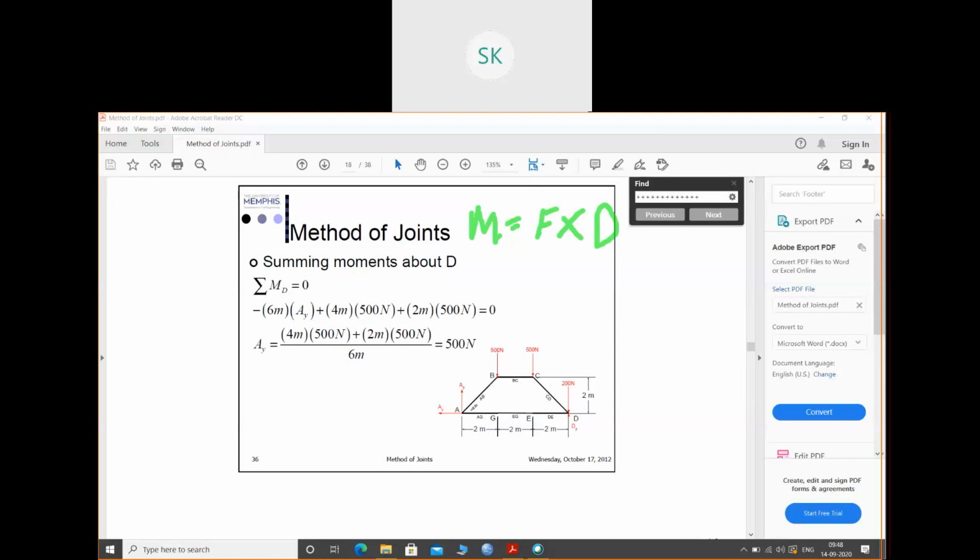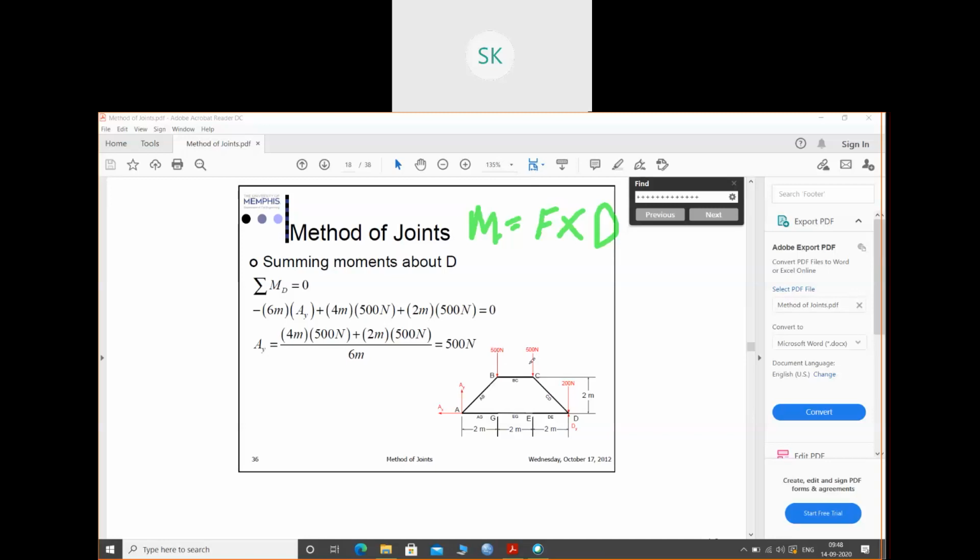Plus, see, this will go in anti-clockwise. This will move in anti-clockwise. I have given a minus sign. Plus this 500 is the distance from D. How much? 2 plus 2, 4 meter. So 500 is the force, 4 meter is the distance. So force into distance, plus 500.